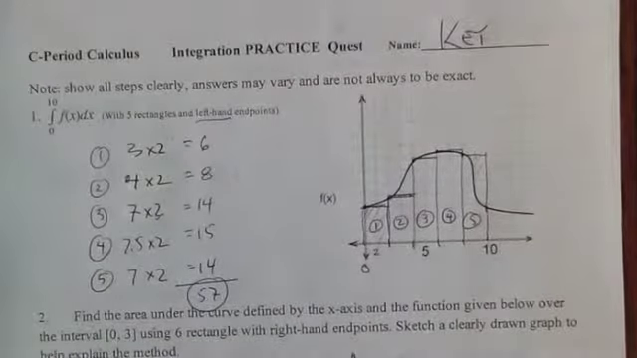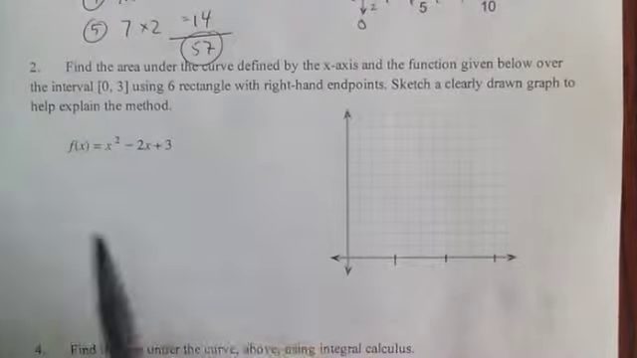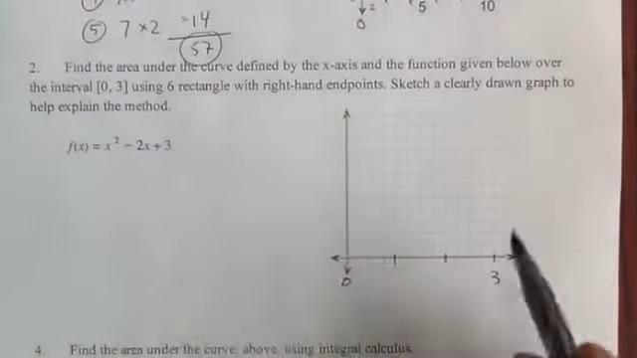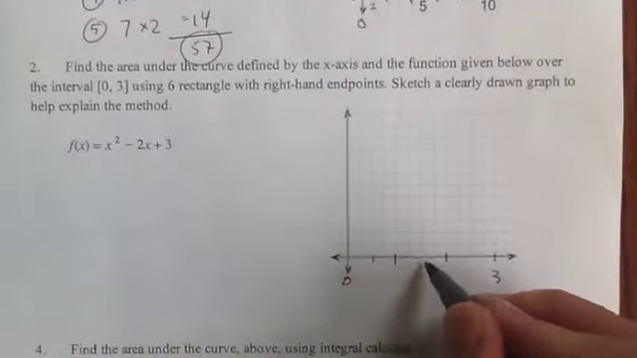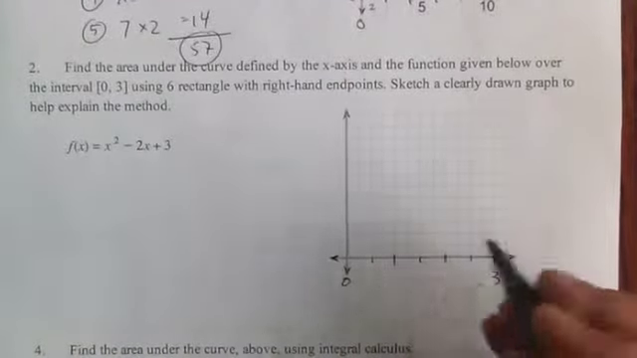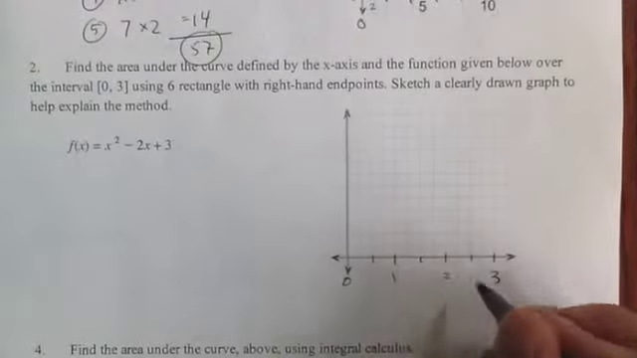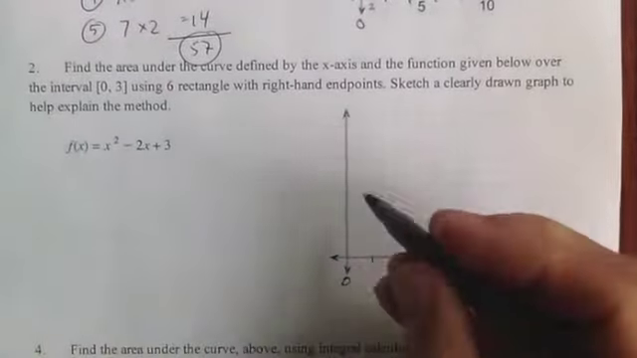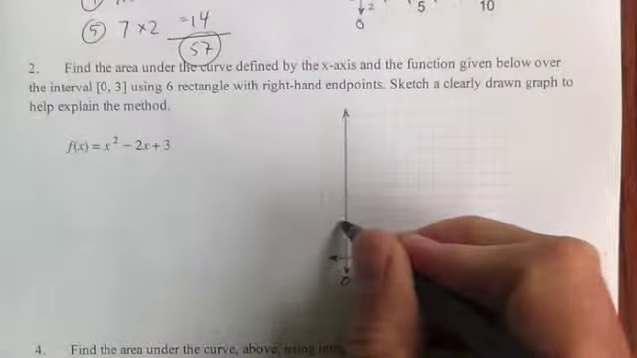Okay, so find the area under the curve now. We've got an equation, all right, and the interval is from 0 to 3. Okay, 6 rectangles will mean they're every half unit now, not every 2, even though it's 2 squares. That's 1, that's 2, that's 3. If I plug in 0 right here, I get 3. So let's see, let's call that 1.